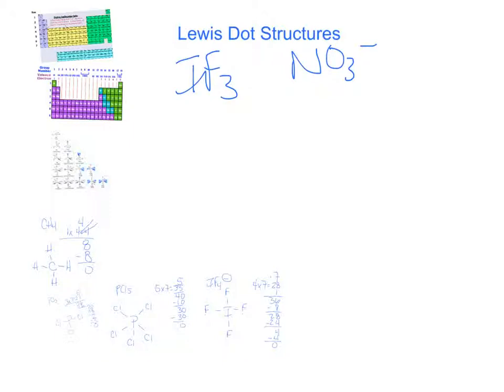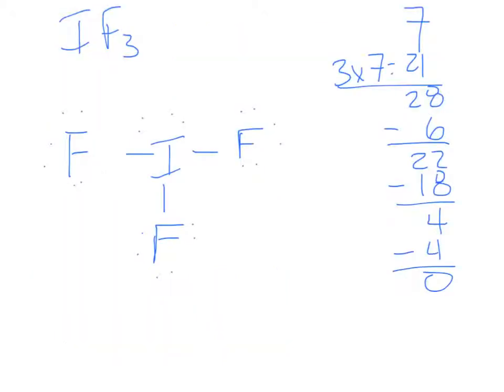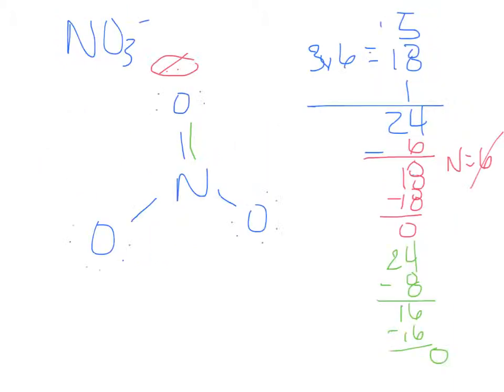Okay, so IF3. I've laid it out here, and you can see that the iodine has 7, and there are 3 fluorines at 7 each, which gives you 21. 28 total minus the 6 for the skeleton structure gives you 22. 22 minus 18 for the 6 electrons around each fluorine. And then you have 4 left over, which you put on the central atom here. And it gives you this T structure. We'll talk about VSEPR, or the valence shell electron pair repulsion theory, in a second. And it gives you 0. So there's IF3. So hopefully you did that. And let's move on.